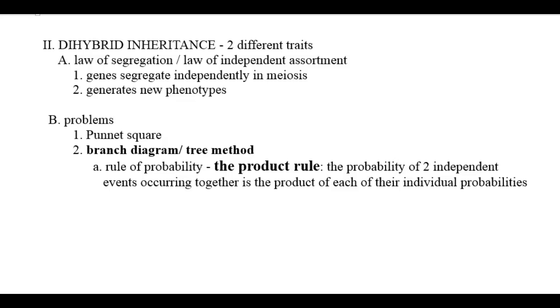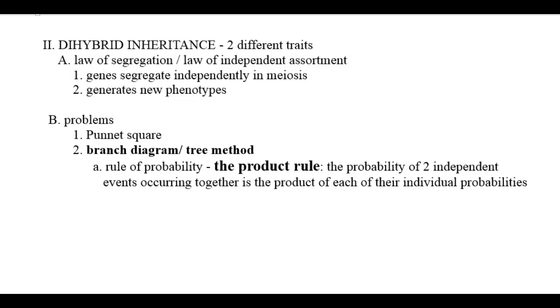So let's get into our dihybrid inheritance. And this is going to deal with two different kinds of traits. And looking at those two laws again: law of segregation and law of independent assortment. The law of segregation, if you remember, says that each gene has two different alleles. One allele is going to go to one gamete, and the other allele is going to go to the other gamete. So the offspring only get one allele from each parent.